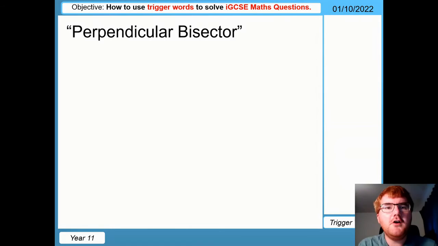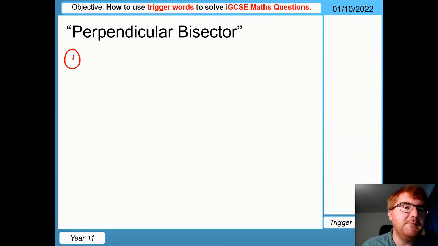My next trigger word is perpendicular bisector. And this is usually a big question, a good 4 or 5 marks, depending on the paper you're doing. And as soon as I see this trigger phrase, perpendicular bisector, I have this step procedure in my mind. First of all, I'm going to find the midpoint of the coordinates that I have.